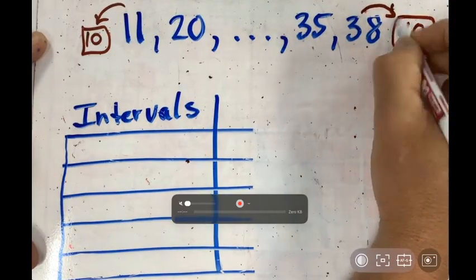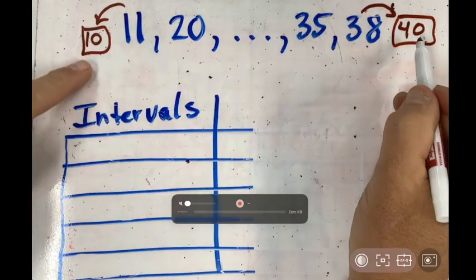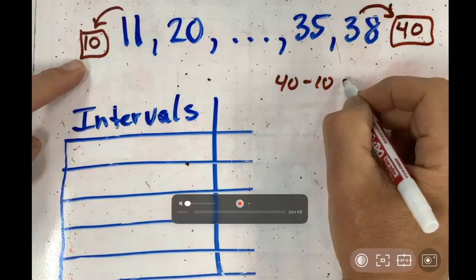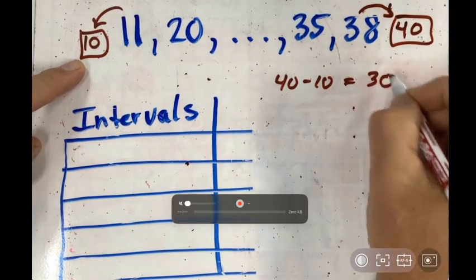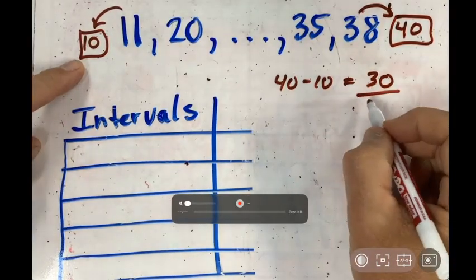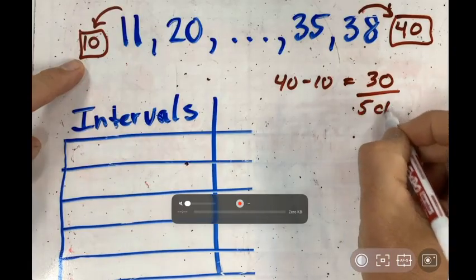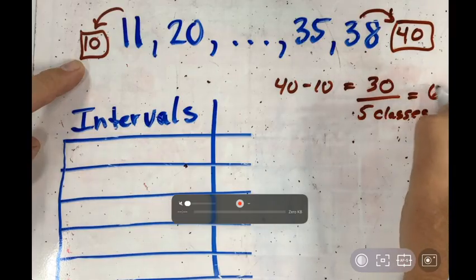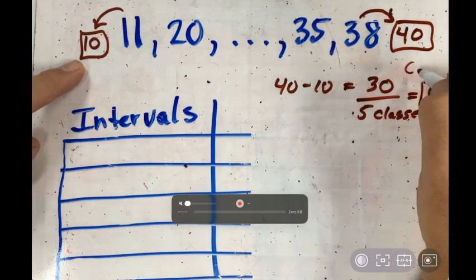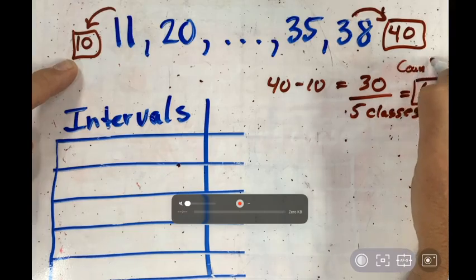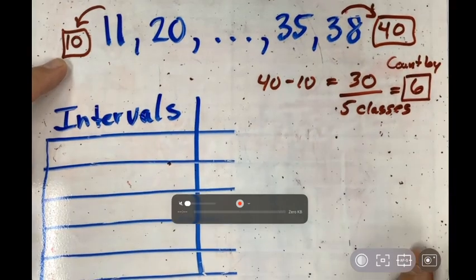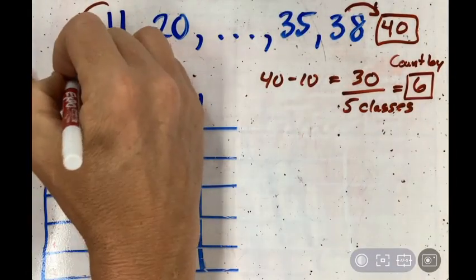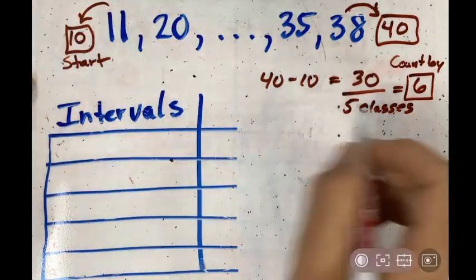Now, as you try to figure out the intervals, I have to first of all figure out how far apart is it from 40 to 10. If I take 40 minus 10, I get 30. So if I take 30 and I want to divide that into 5 classes, then I will get the answer of 6. That 6 I get is what I need to count by. I want to count by 6s, okay? Now as I create this graph, I want the graph to start right here at 10, and then you're going to count by 6s.